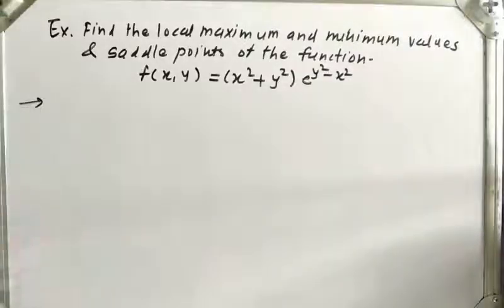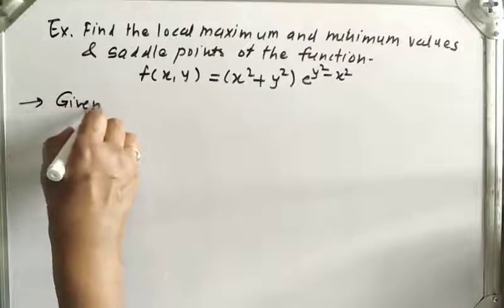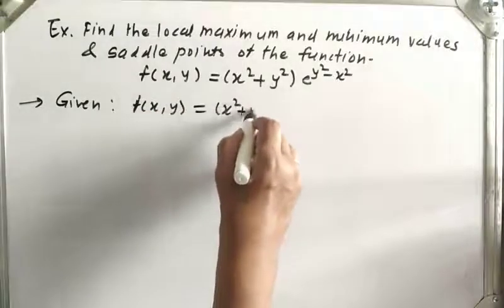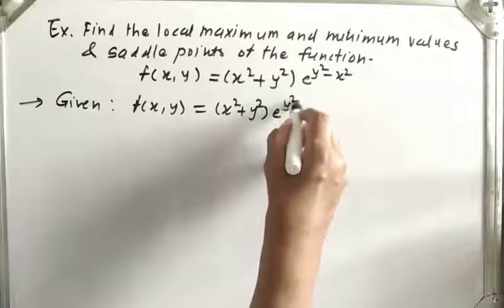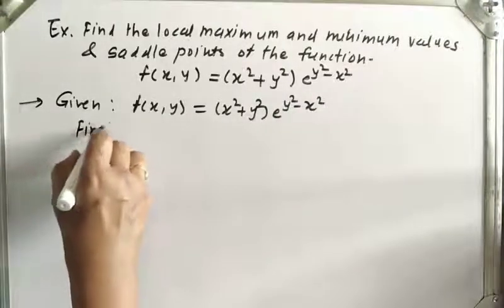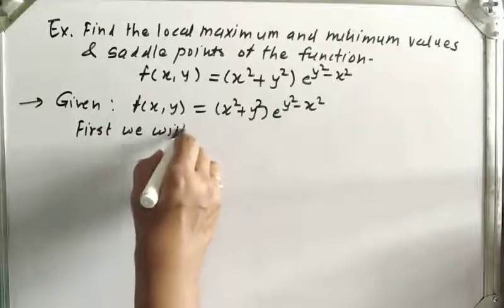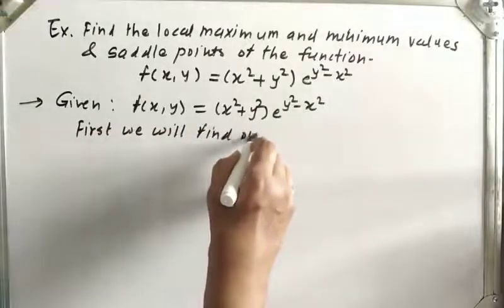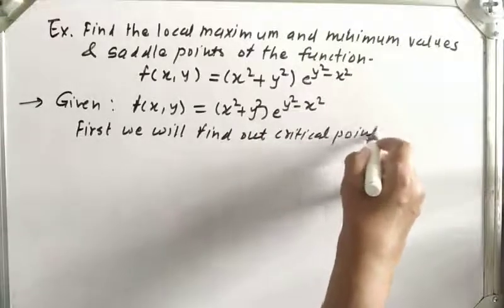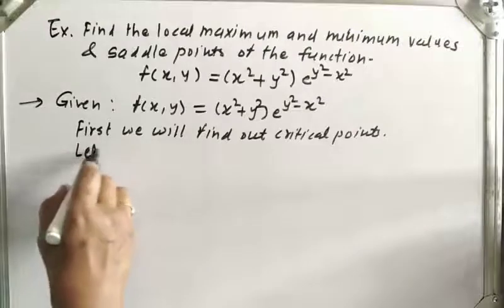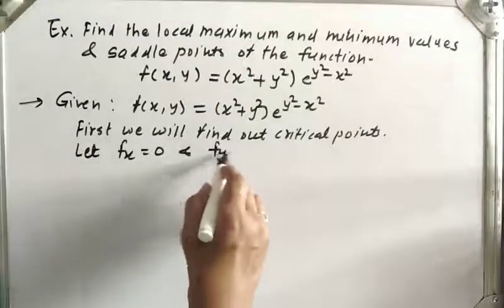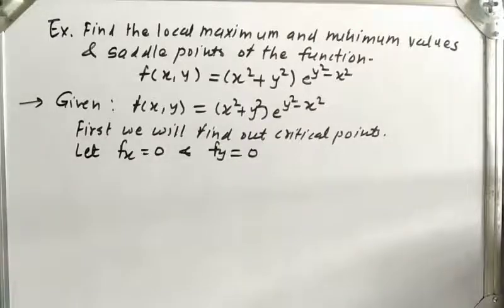So in the solution, what is given? f(x,y) = (x² + y²) e^(y² − x²). What is our first step? First, we will find the critical points. So for that, what do we do? Let fx = 0 and fy = 0.